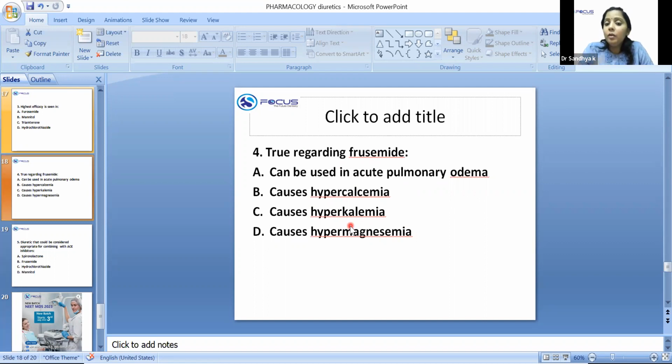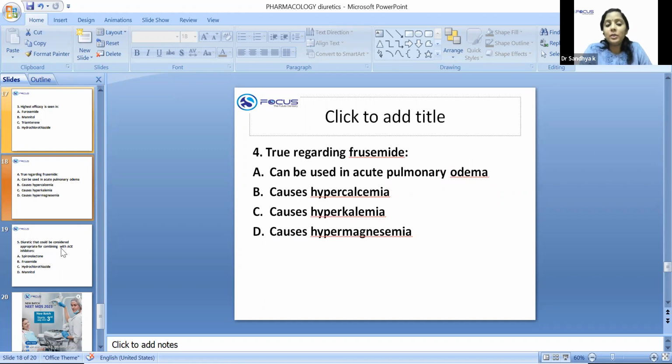When you studied for UG, these things will be familiar, right? So you can eliminate the options: it is not causing hypercalcemia, it is not causing hyperkalemia, it is not causing hypermagnesemia. So definitely the answer should be A. Like that also you can attempt MCQs. If you know that all the other options are not the answer, then you can go for the remaining one. Here you know it is acute pulmonary edema, right?